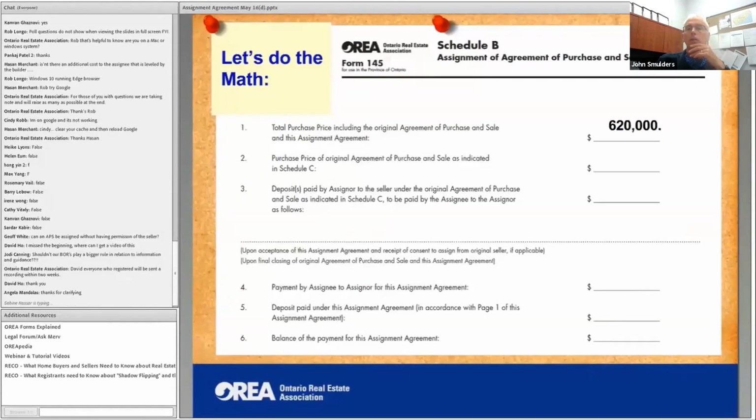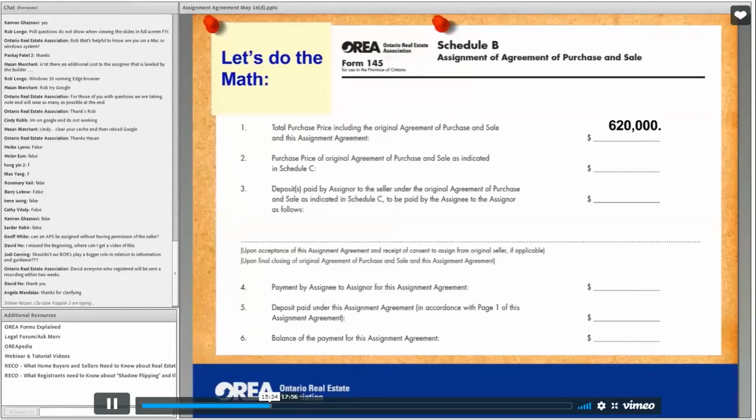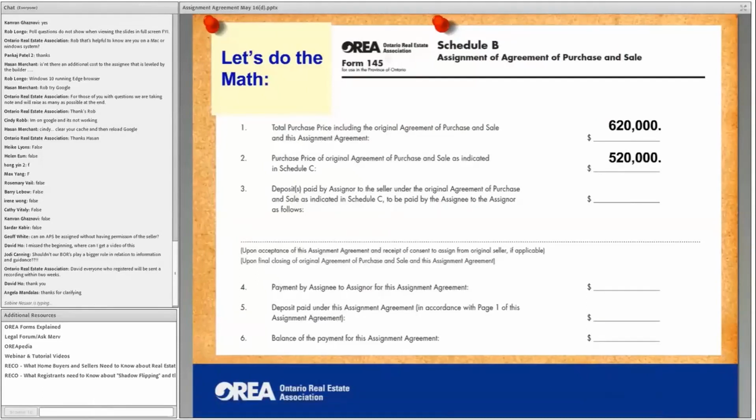If we hypothetically had a $620,000 total purchase price, including the original agreement and this assignment, the purchase price of the original agreement was $520,000. The deposit paid by the assignor to the seller under the original agreement of purchase and sale, as indicated in Schedule C, which is, remember, the copy of the agreement, to be paid by the assignee to the assignor.